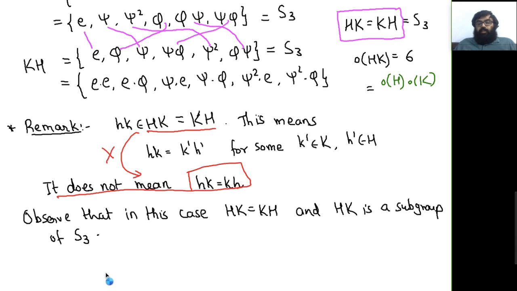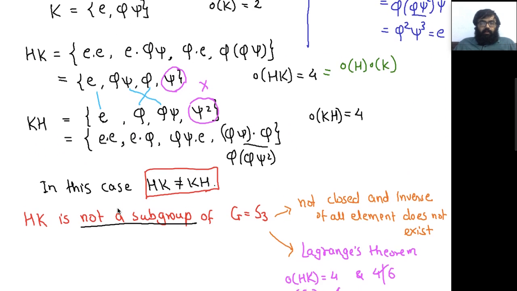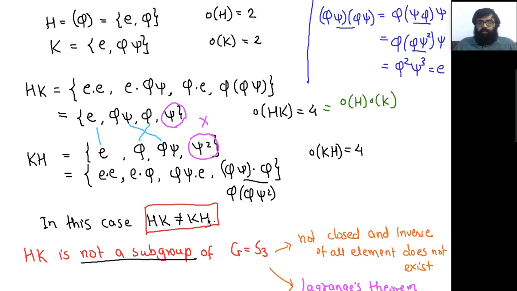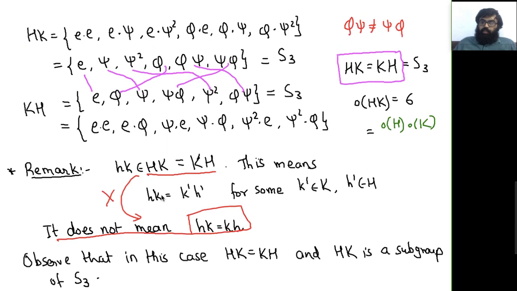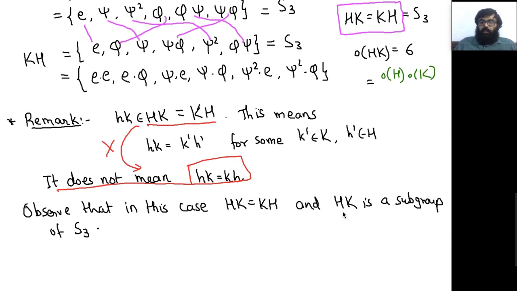Right, so based on these two examples, we have got some condition. In one, HK is not equal to KH, and it is not a subgroup. In the other, HK equals KH, and we have got HK is a subgroup of S3. So what is the conclusion? Of course, you cannot draw a conclusion based on just these two examples, but this is just for understanding.